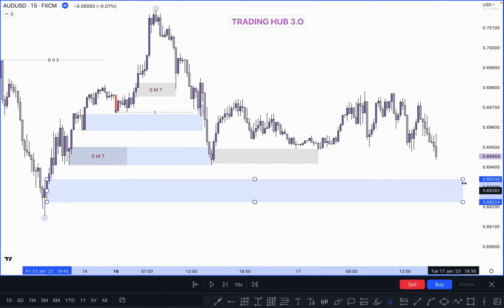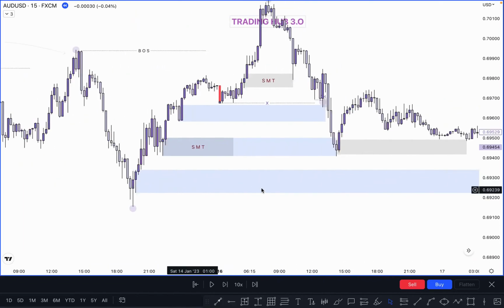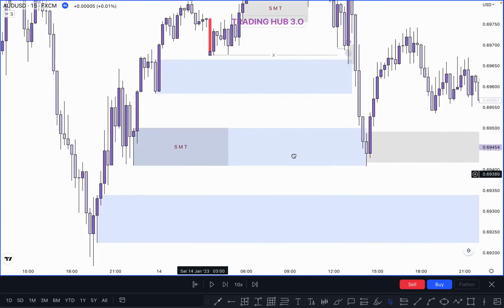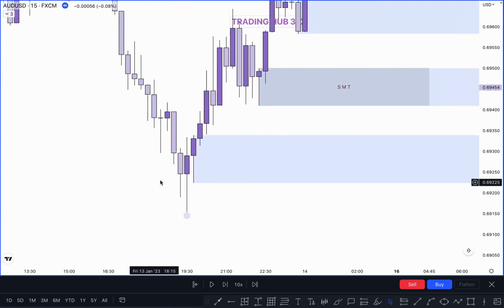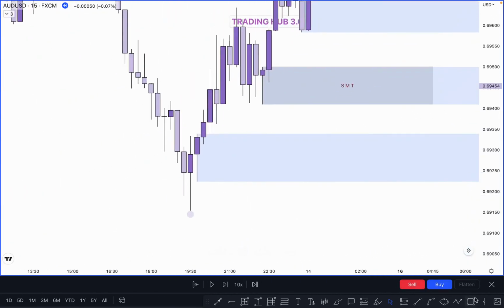Let's extend this one. Okay, and why am I marking this one as an order block? Let's explain this first of all. This bearish candle is our actual order block, right? But why are we not using this one? Because this bullish candle broke the first one, so it becomes invalid, and you can use this as an order block at this point.